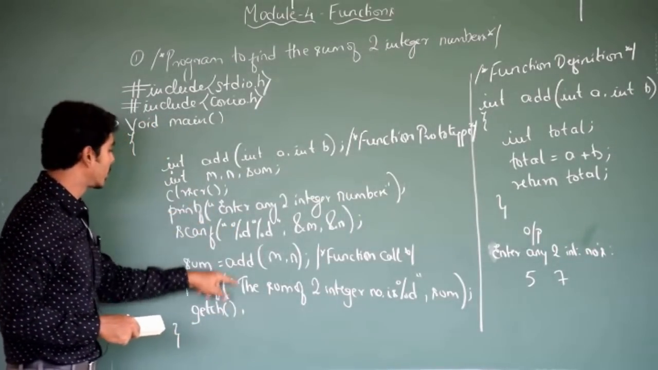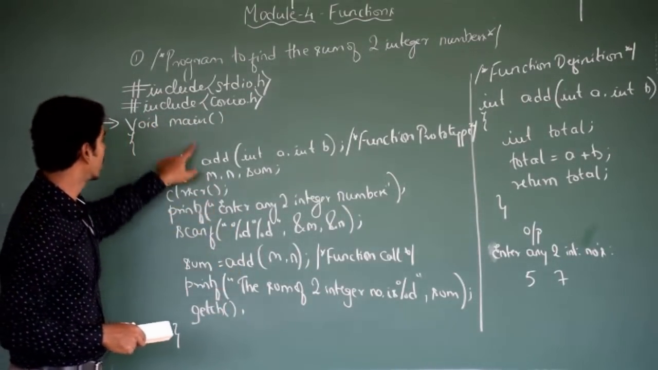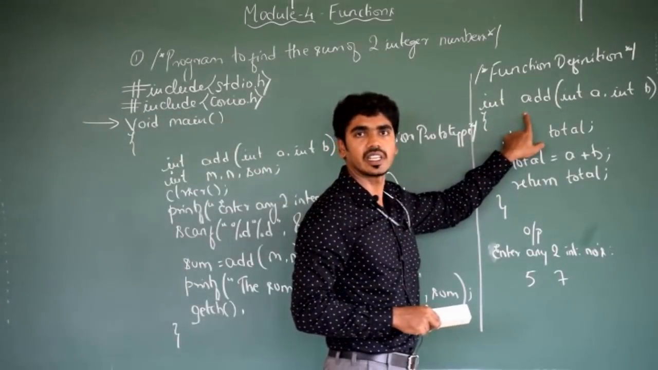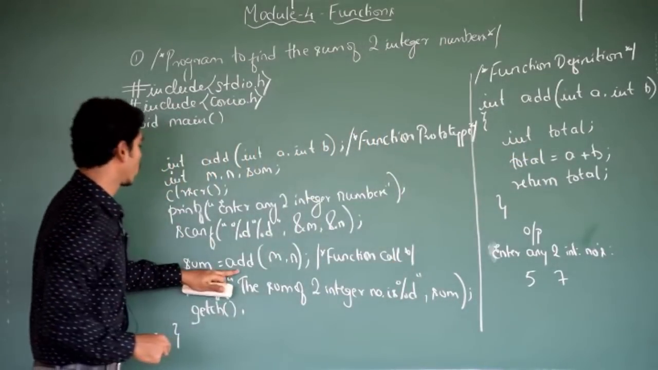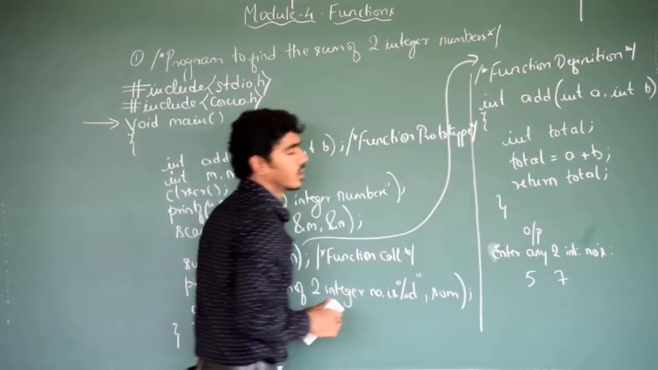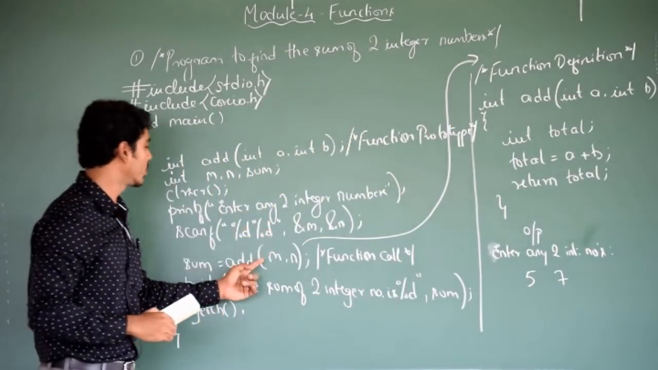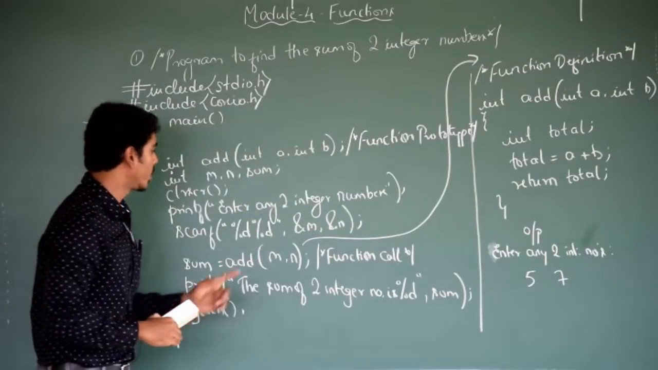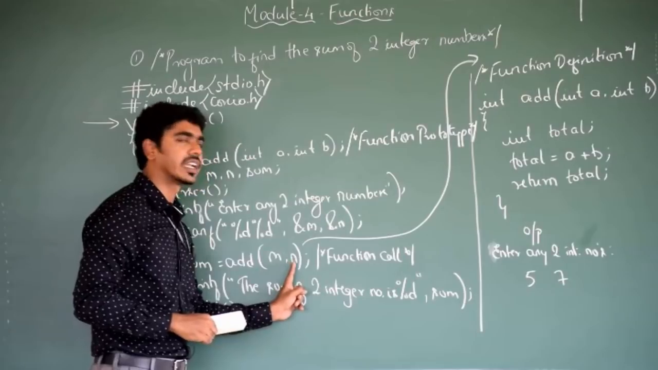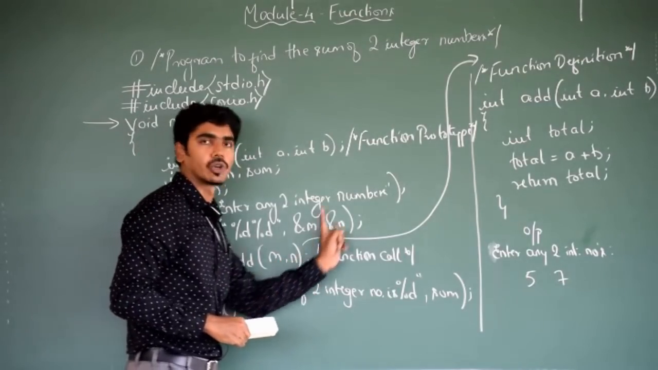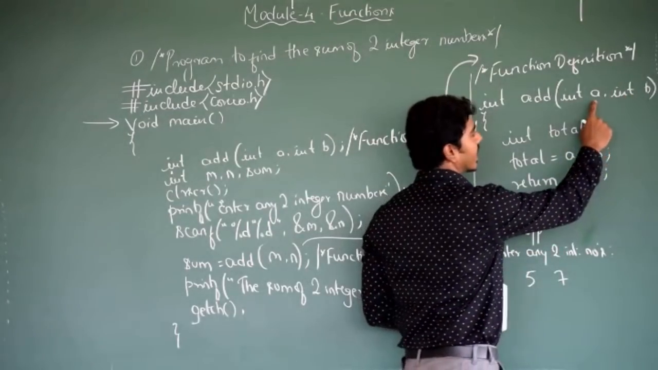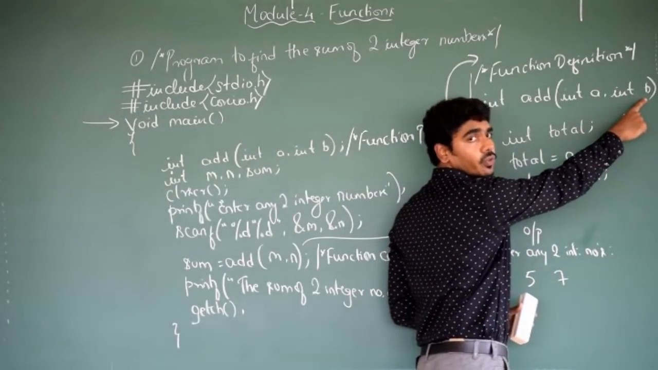Since the function is called within this main program, main is called the calling program, and the function definition is called the called program. Whenever the control comes here, there is a transfer of control and execution from the main program to the function definition. Apart from transferring the control, we are also passing the parameters, the values of m and n. These values are going to be occupied by the variables a and b: a gets the value of m and b gets the value of n.